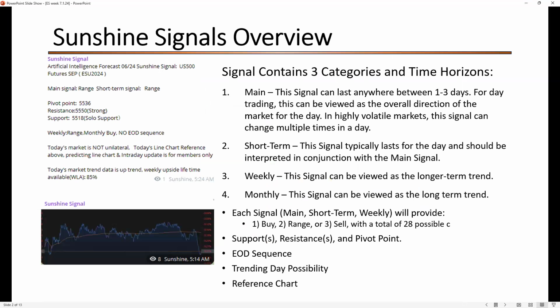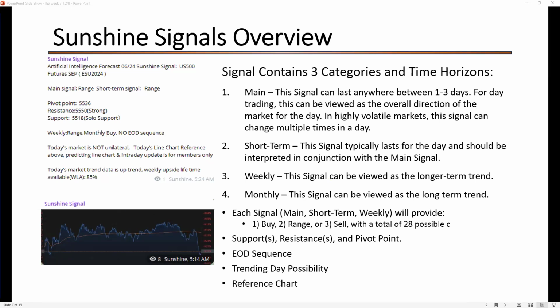As a brief review, you may recall that Sunshine Signals give 4 signals daily: the main signal, the short-term signal, the weekly signal, and the monthly signal. And those signals are the short-term, the day signal, a longer-term signal, and a long-term trend signal.